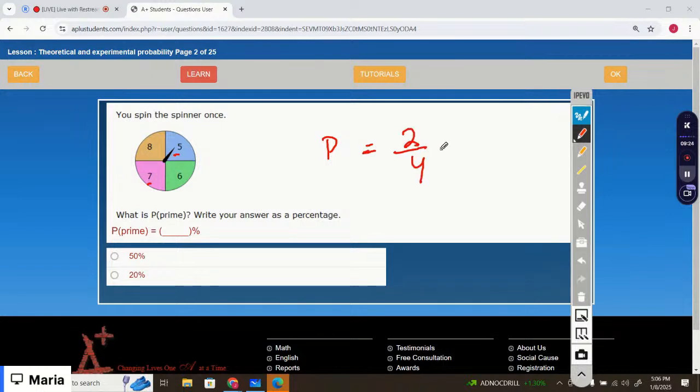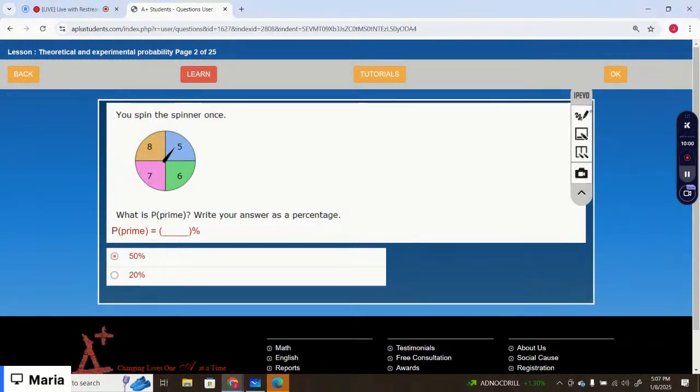So that is 2 out of 4. That is 1 by 2. You have to multiply it by 100 because you need to write the answer in percentage form. So that is 50%. So the probability of a prime number is 50%. So the correct option is option number 1, that is 50%.